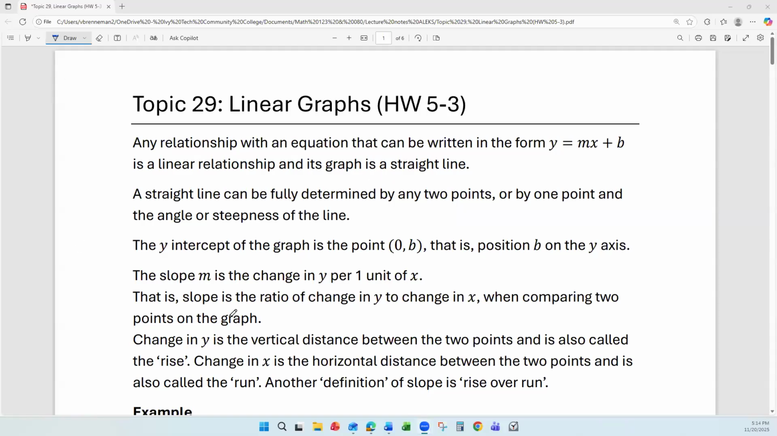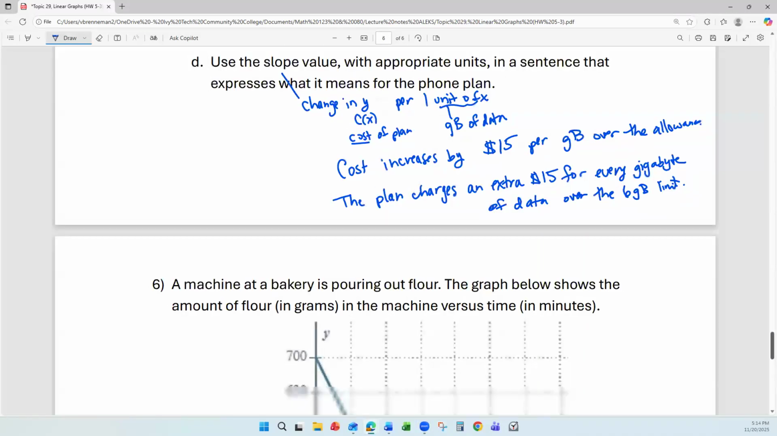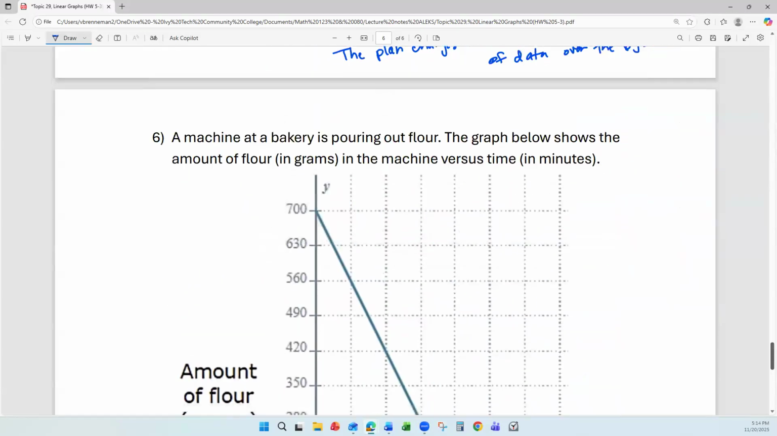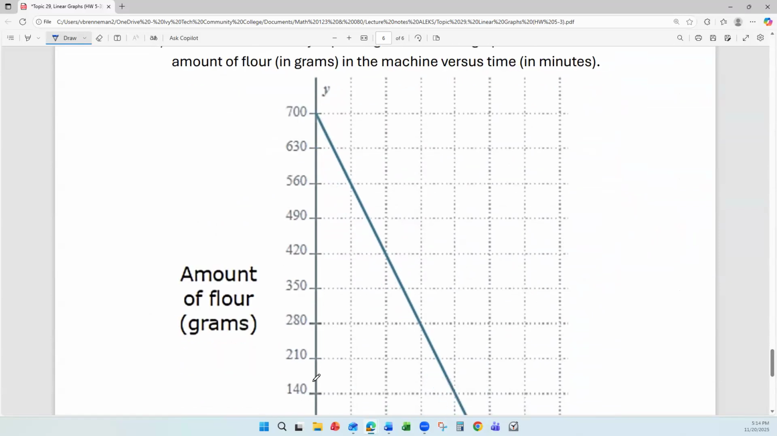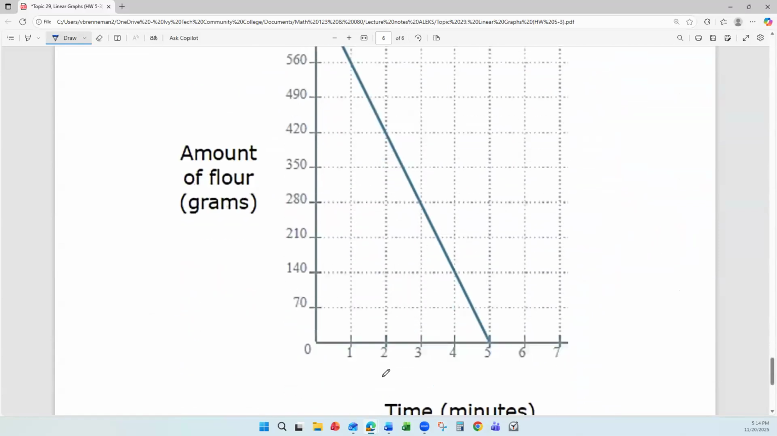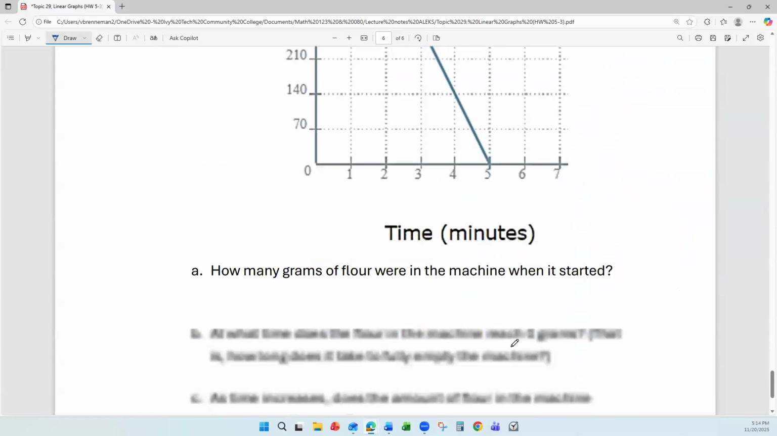This video is over topic 29, number 6. So this is, again, looking at a graph. This graph corresponds to the situation of a machine at a bakery. It's pouring out flour. The graph shows the amount of flour in the machine versus time. So we have the amount of flour along the side, time in minutes across the bottom.